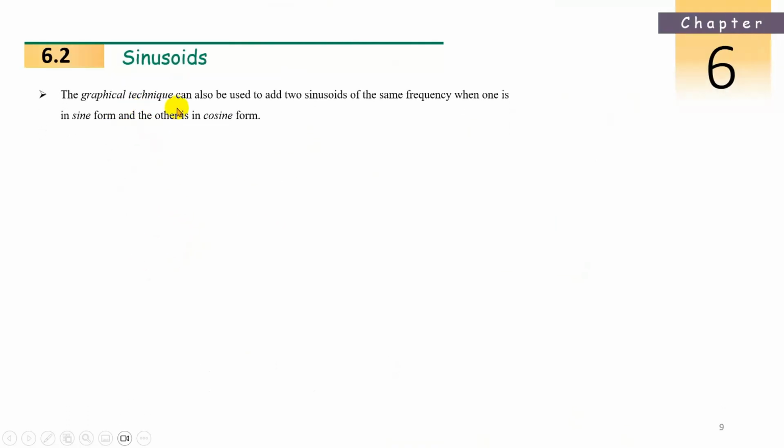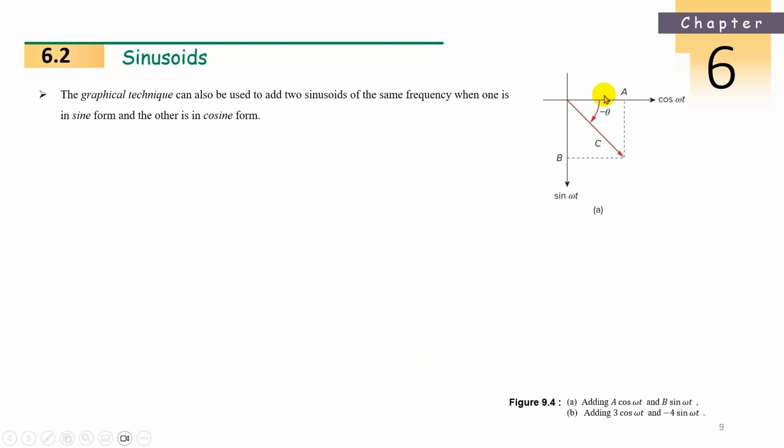Now, the graphical technique can also be used to add two sinusoids of the same frequency when one is in sine form and the other in cosine form. No, I can add it, no problem. Previously I added two sines with phase difference phi. Now I can add one sine and one cosine also.